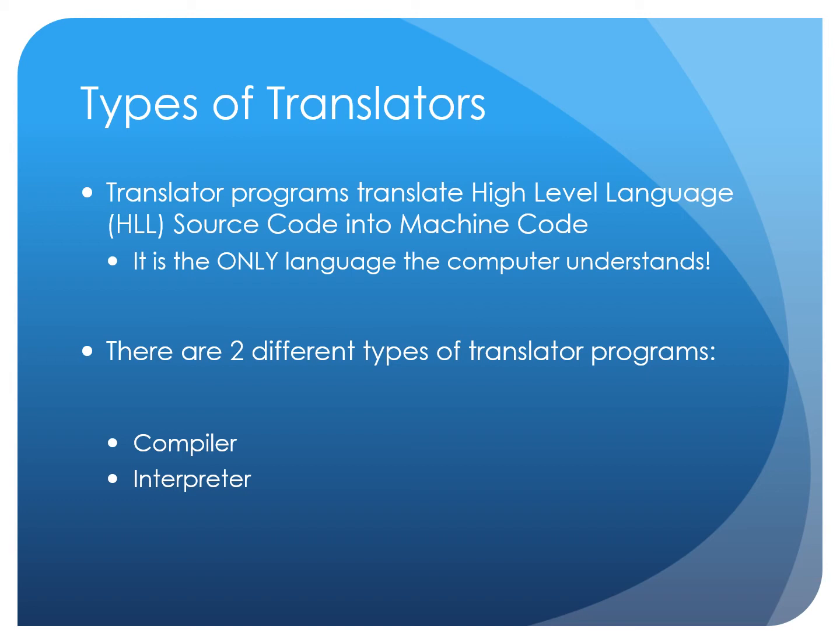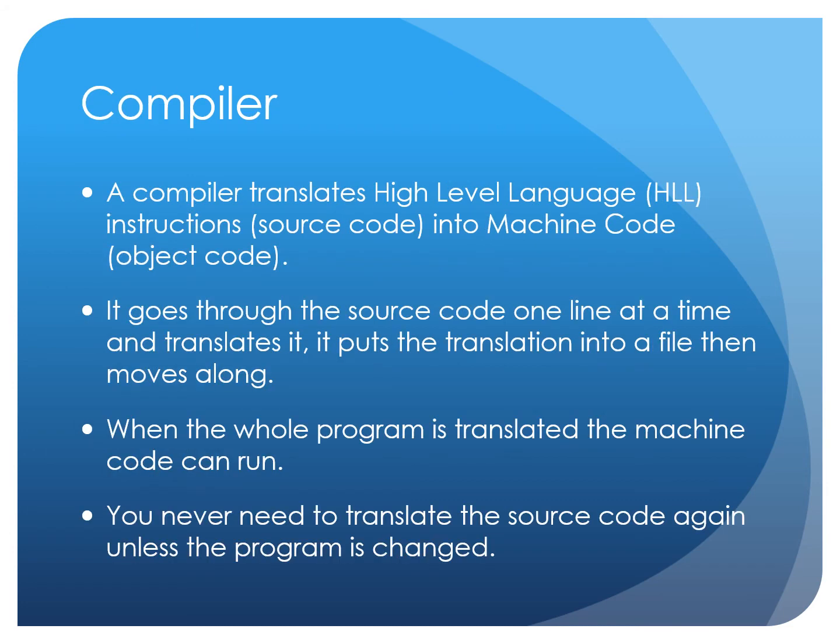There are two main types of translator program that we will discuss in this lesson. Those are compilers and interpreters. Both translate high-level language source code into machine code. Let's start with our compiler.